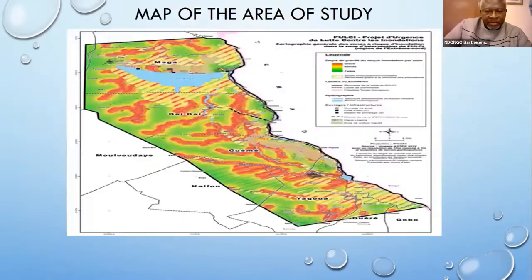Okay, you have there a map showing the area with the Logone River between Cameroon and Chad. And here you have the Maga Dam with an artificial reservoir made for the purpose of irrigated rice plots in Cameroon.